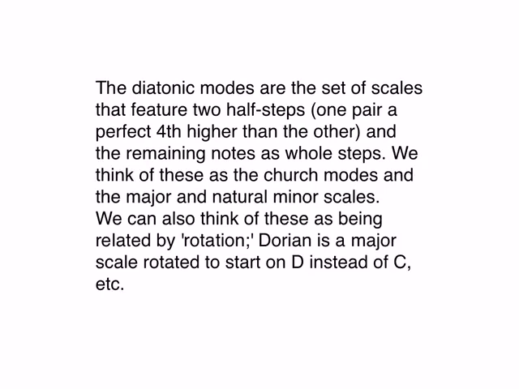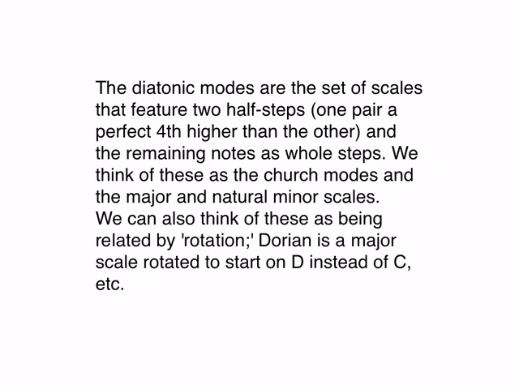Remember that the diatonic modes are the set of scales that feature two half steps, where one pair is a perfect fourth higher than the other pair of half-step notes, and the remaining notes as whole steps. We think of these as the church modes, Dorian, Phrygian, Lydian, Mixolydian, and the major and natural minor scales, which respectively were called Ionian and Aeolian scales. We can also think of these as being related by rotation.